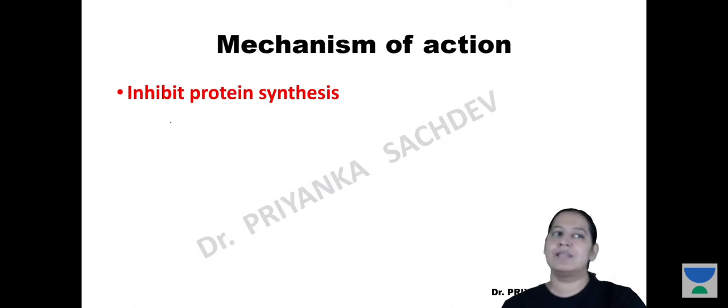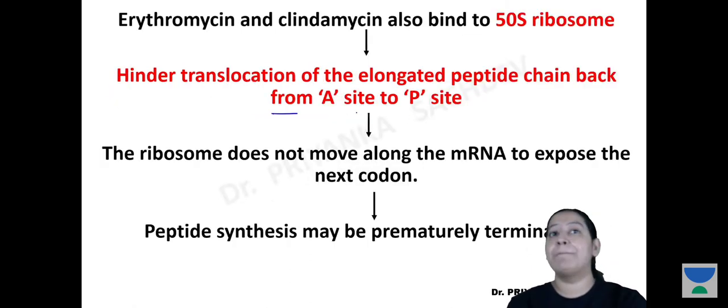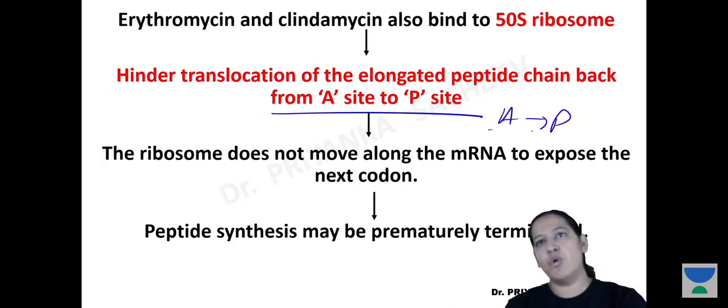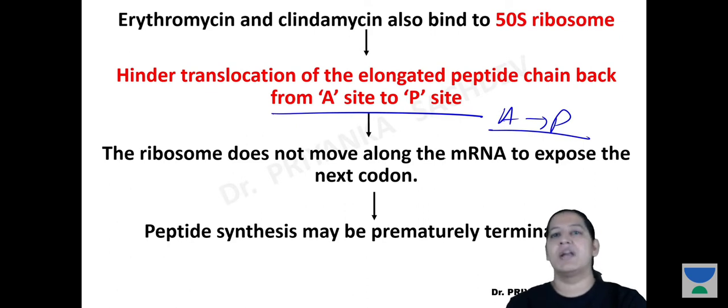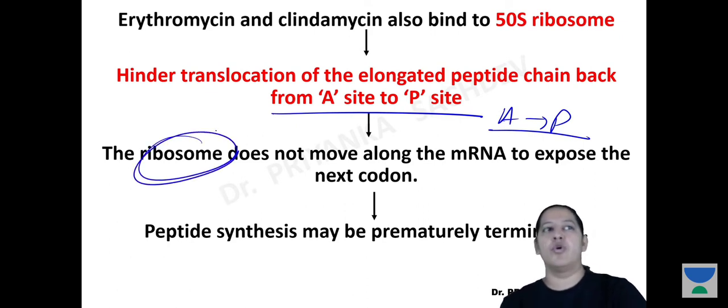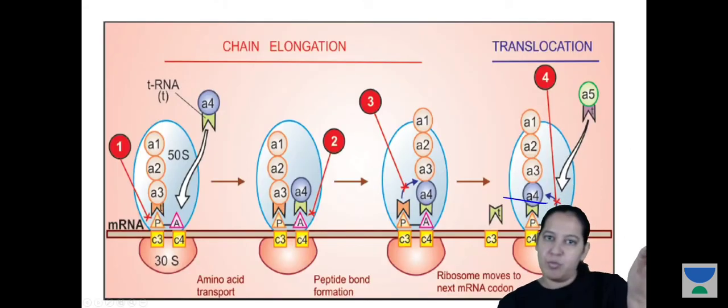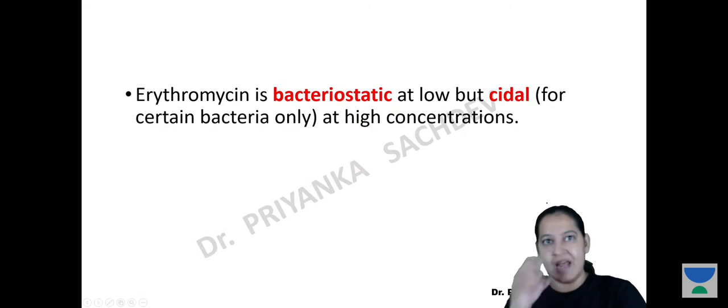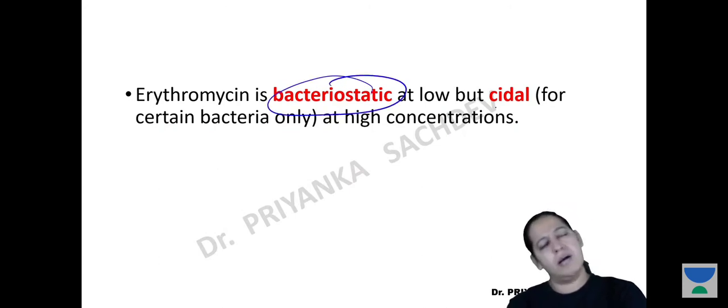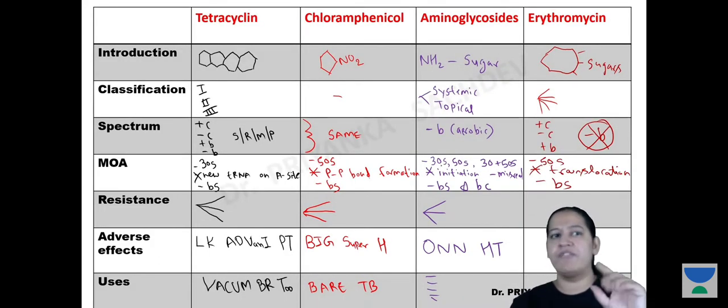So it inhibits protein synthesis. Which step? P to A transfer. It is inhibiting P to A transfer, that is translocation. Translocation of the ribosome. Ribosome translocation is inhibited. So last step, the whole ribosome is moving, that step is inhibited, and it is bacteriostatic. So it is acting on 50S. Now compare the S.